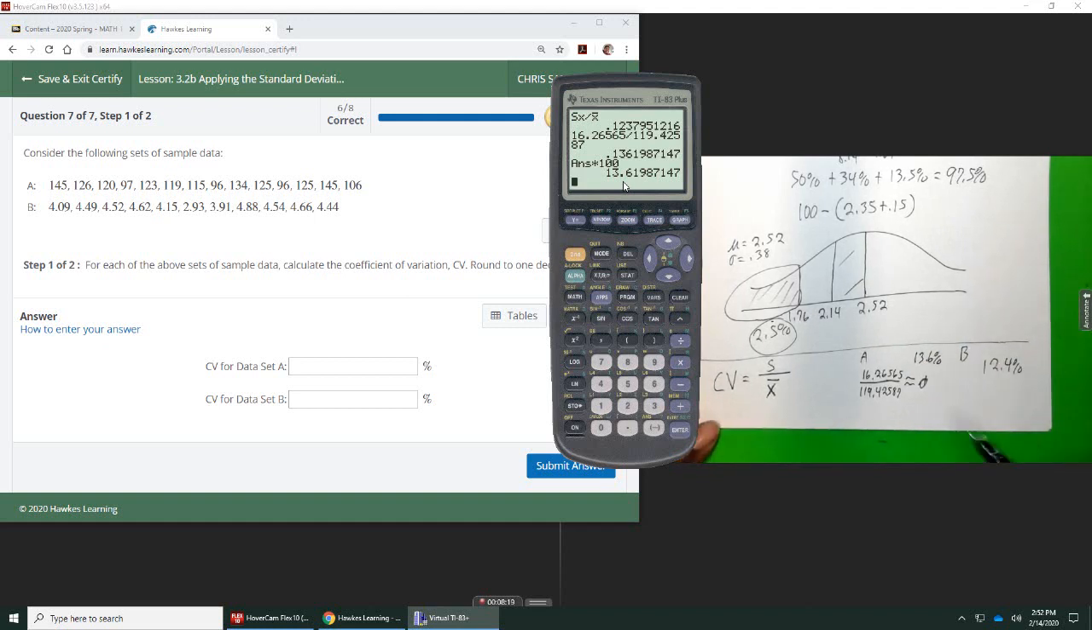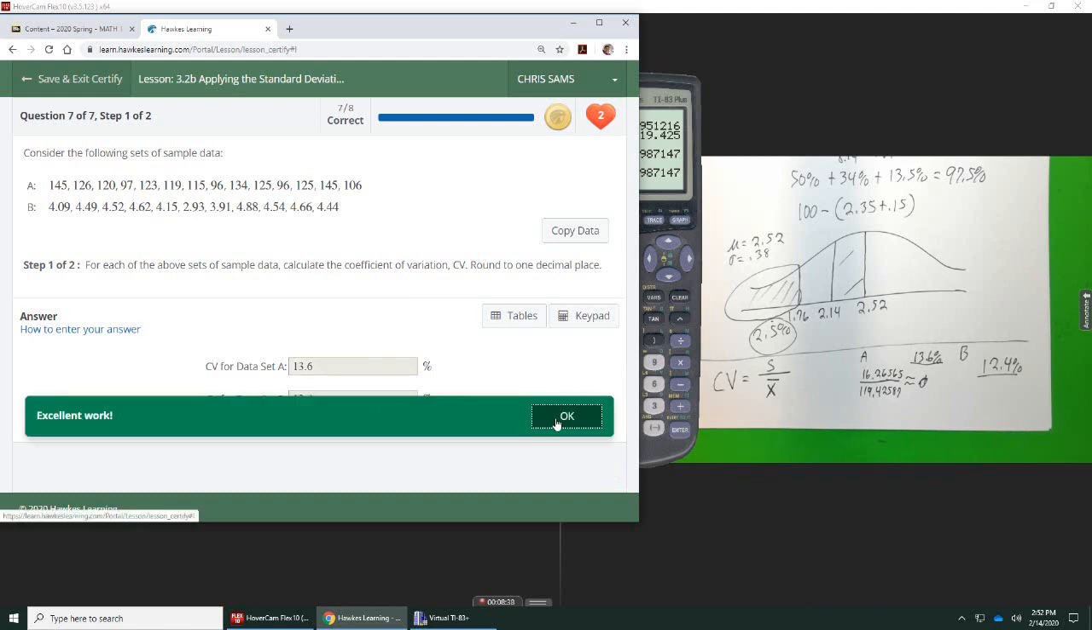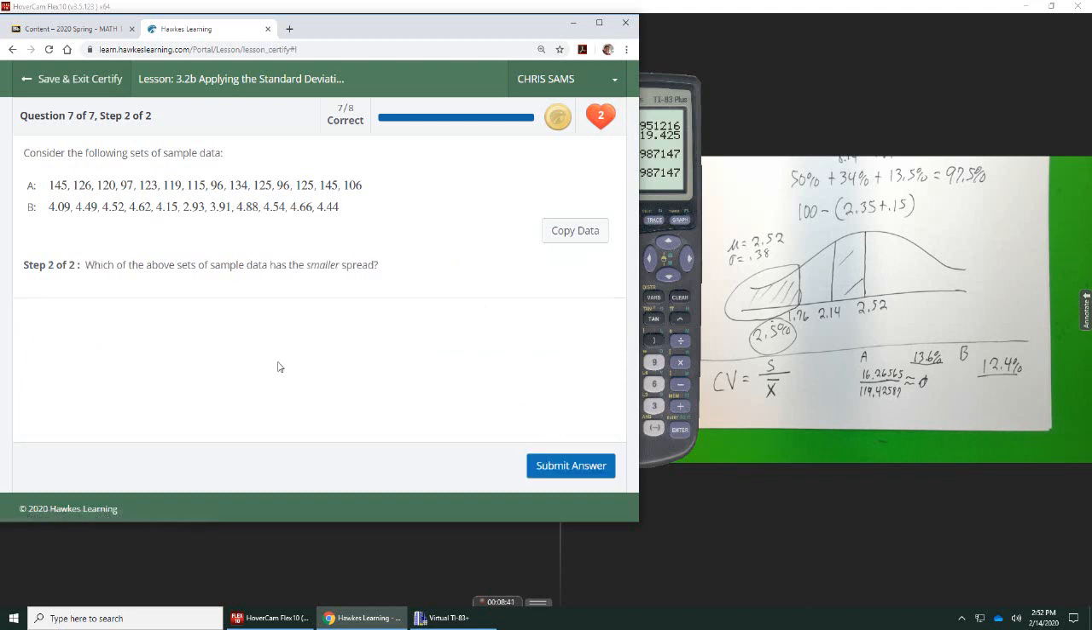Okay. So this is A. This is B. A is higher. So B has less variability, which is stronger, more consistent. I'm going to type those two in, 13.6 and 12.4. And now it says, which of the sets above has the smaller spread? Okay, the smaller standard deviation, which was B, has smaller spread, and it's more reliable.